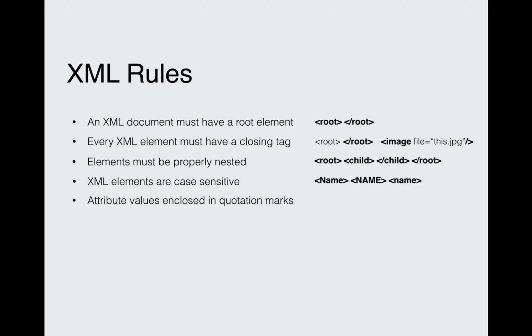Elements can also have attributes and values. The format for expressing them is the name of the attribute inside of the opening element tag, followed by an equal sign, and the value surrounded by quotation marks.